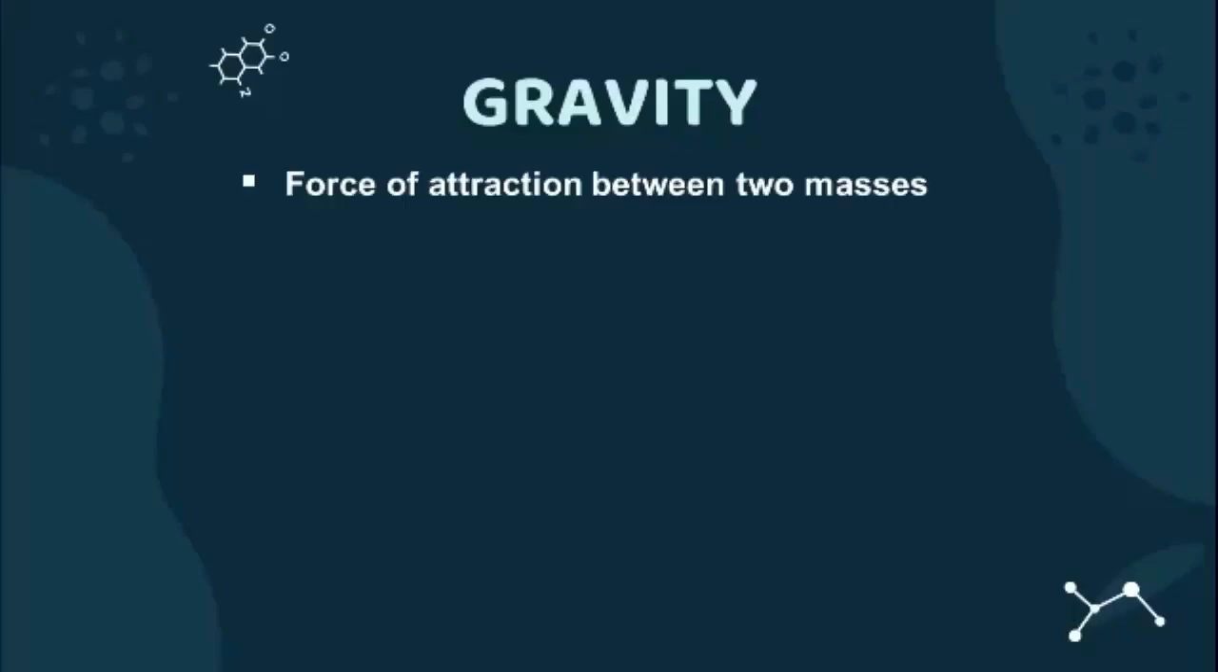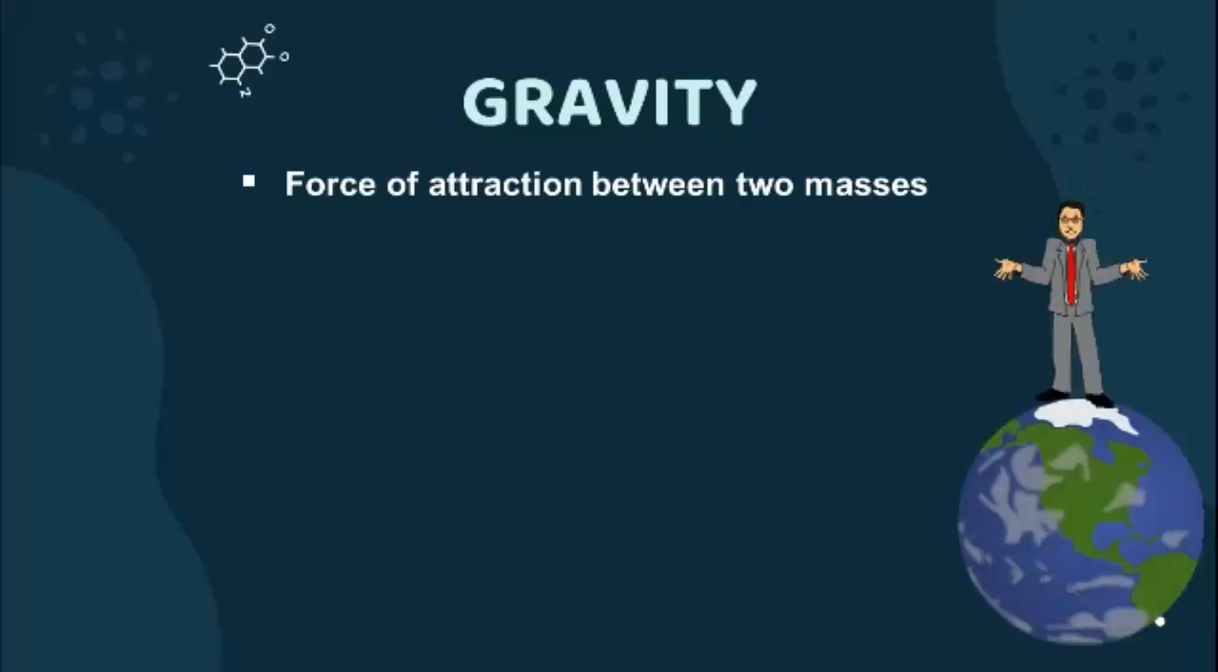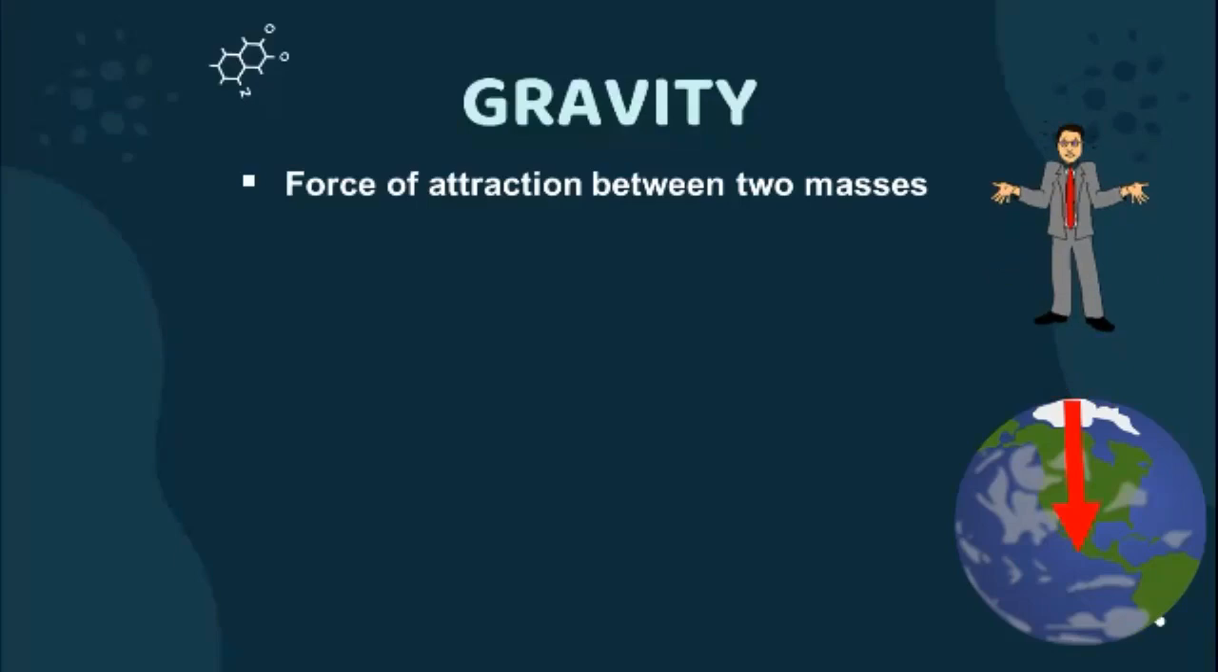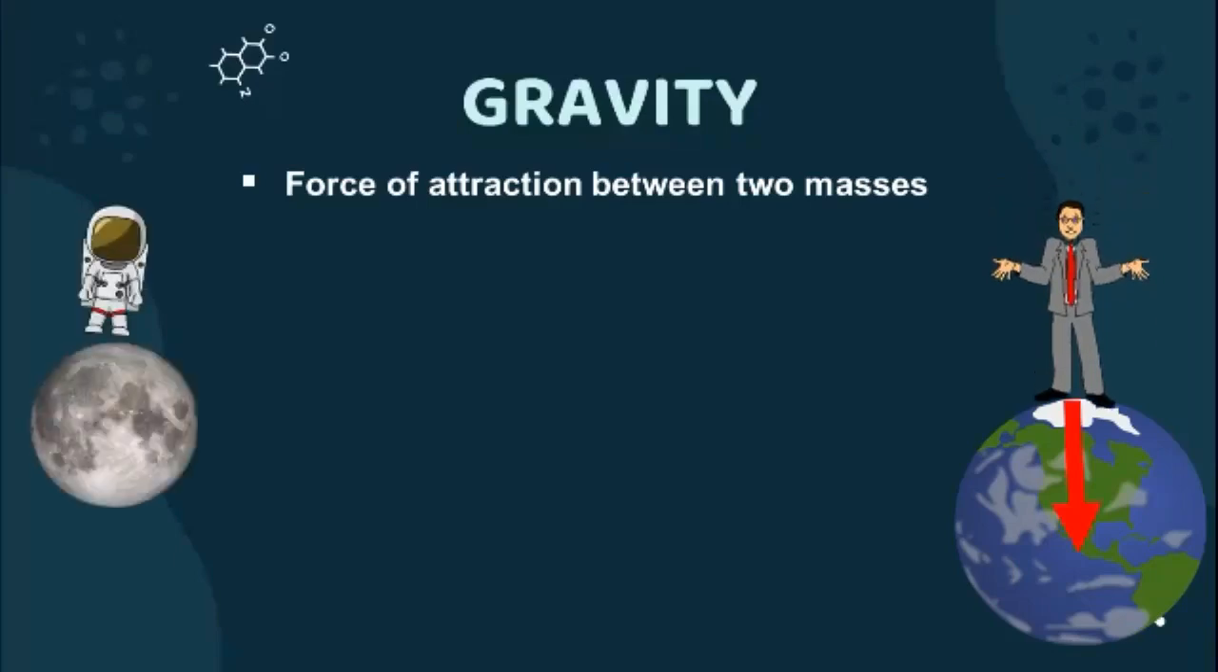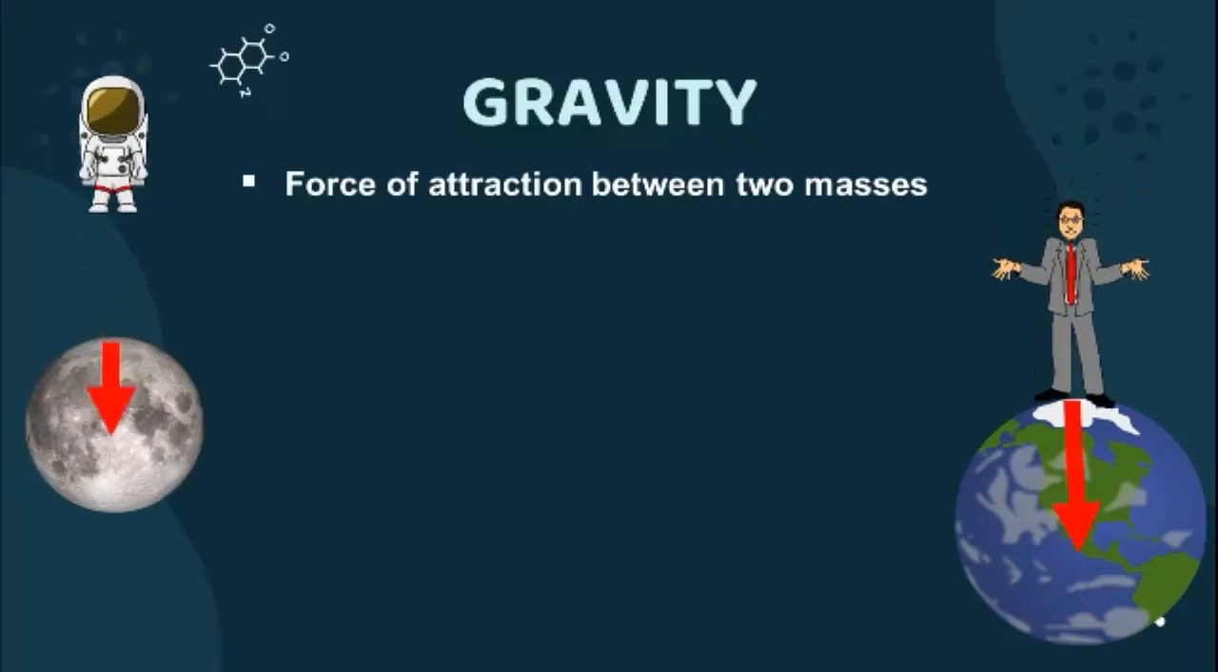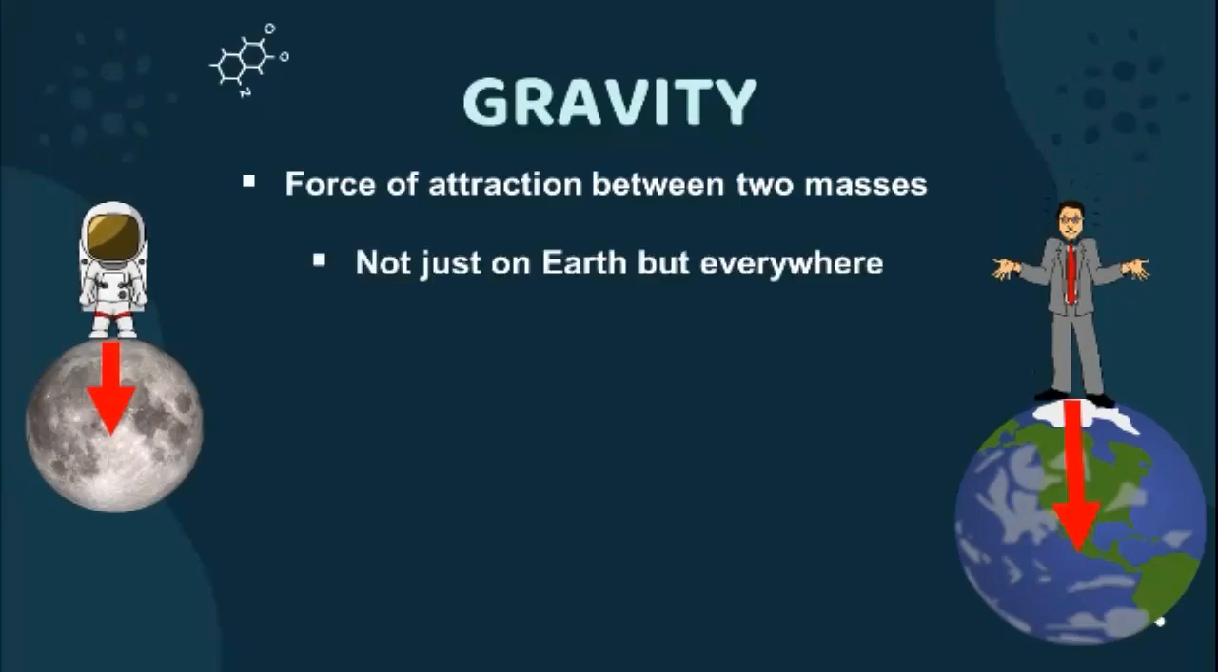Gravity is a force of attraction between two masses, where the object with a smaller mass is pulled by the gravitational force towards the object with a larger mass. For example, gravity exists between this man and the planet Earth and pulls the man towards the Earth. Also, gravity exists between this astronaut and the moon, pulling the astronaut towards the moon.